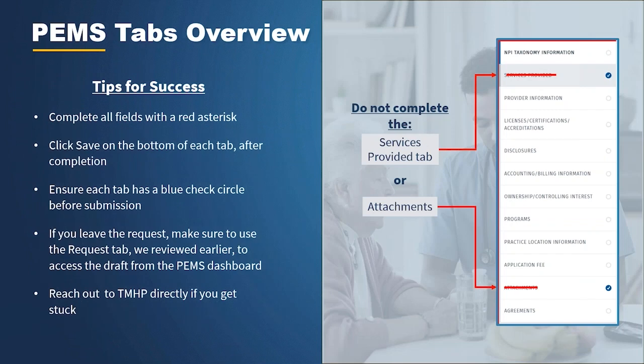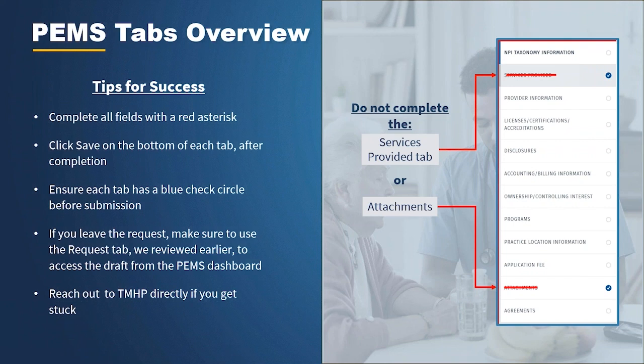First, let's go over some tips for success. On the left is a picture of all of the tabs that would need to be completed within a PEMS request. We will review some of these tabs more in depth in just a bit. Please be sure to follow these tips when completing the enrollment request.